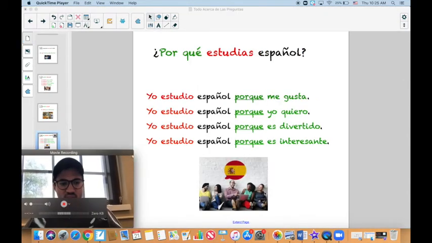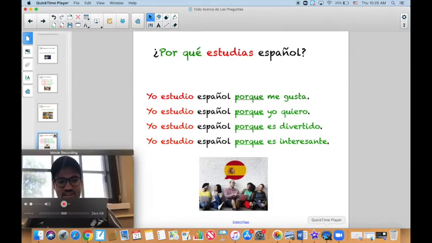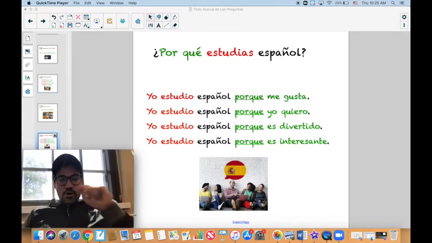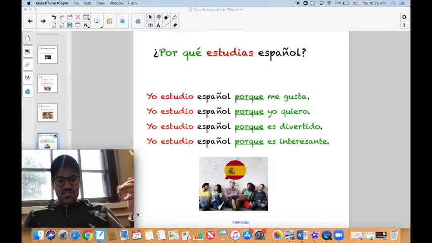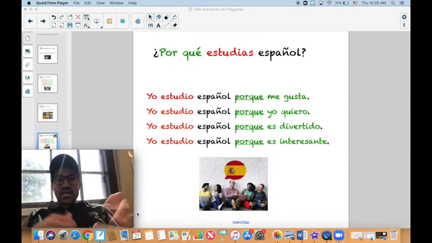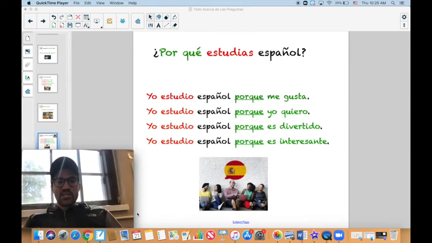¿Por qué? Remember, when the question word is ¿por qué? The response is also generally ¿por qué? You always need ¿por qué? in the response to be a complete sentence response. So, ¿por qué? Why? ¿Estudias? Do you study español? ¿Por qué estudias español?